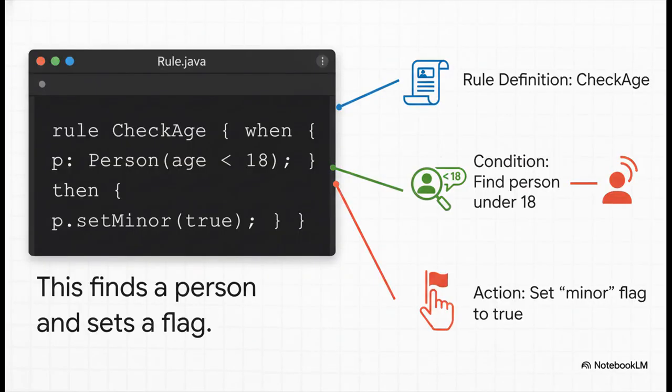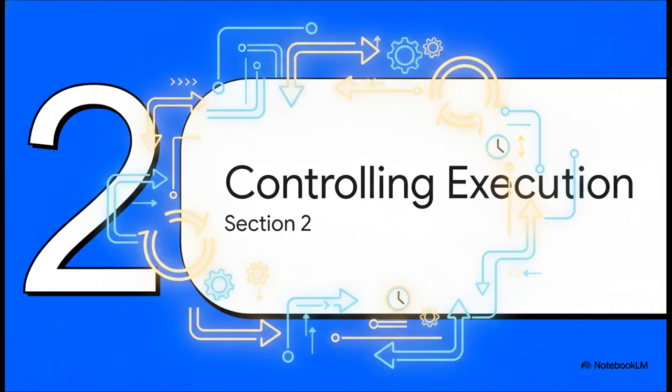And here's what that looks like in actual code. See? We define the rule as check age. The when block is looking for a person object whose age is less than 18. If it finds a match, boom, the then block kicks in and calls the setMinor method. It's simple, it's clean, and it's just plain logical. Okay, so we've structured a single rule, but what happens when you have a whole bunch of rules? How do you control how they all run together? That's what we're going to tackle next.